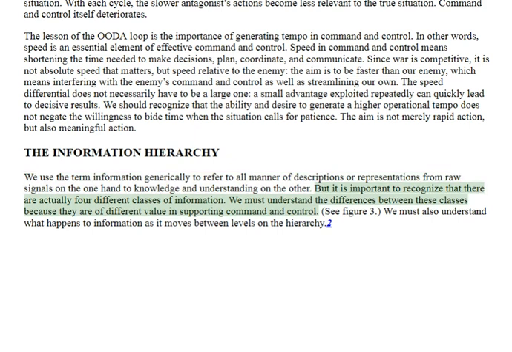But it is important to recognize that there are actually 4 different classes of information. We must understand the differences between these classes because they are of different value in supporting command and control. See Figure 3. We must also understand what happens to information as it moves between levels on the hierarchy.